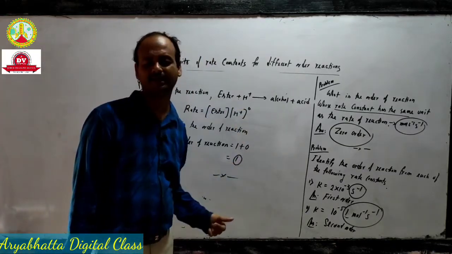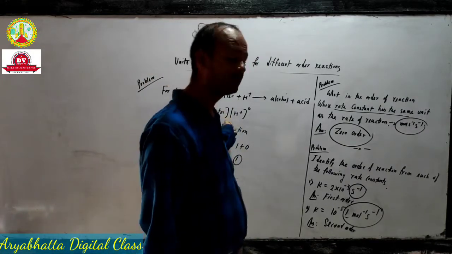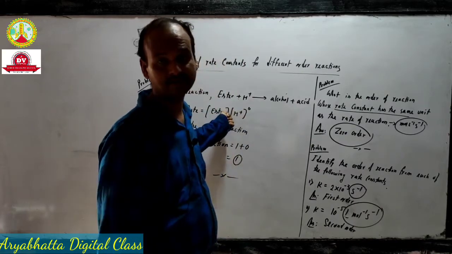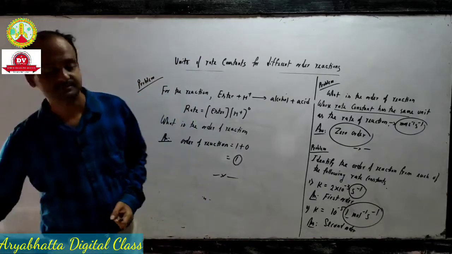It is very easy to calculate the order of reaction. To know the order of reaction, you should know the rate of the reaction. From the rate expression, you calculate the order of reaction. From the rate expression you will get the order. Clear? Okay? Now let's see.